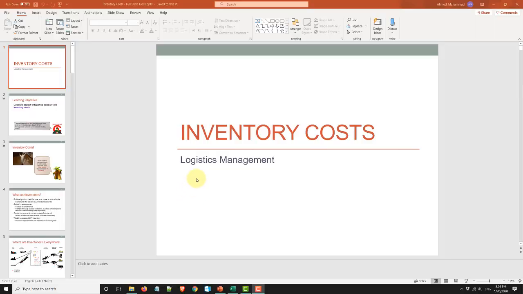Welcome to a short lecture on inventory costs. I am going to go over why we need to calculate inventory costs in a logistics course, how to do that using an Excel workbook that I have built for you to use, and some additional points that may help you use this analysis in your cases or exams and so forth.